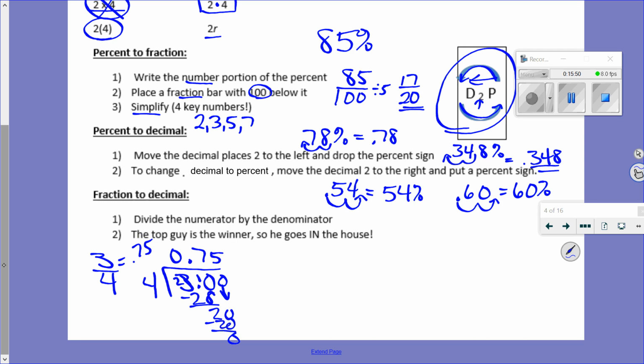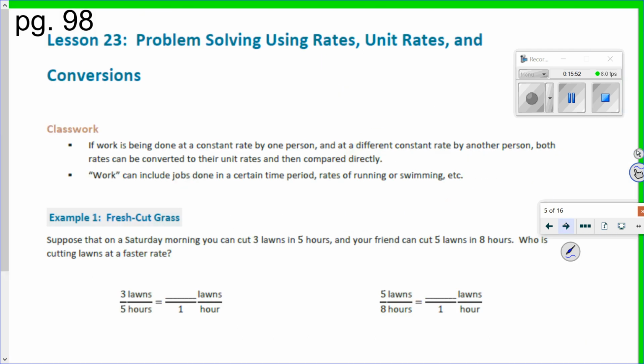Okay. So that's that. Let's go ahead and open up in your modules. Turn back to page 98. You're on page 101, so you're going back to page 98.